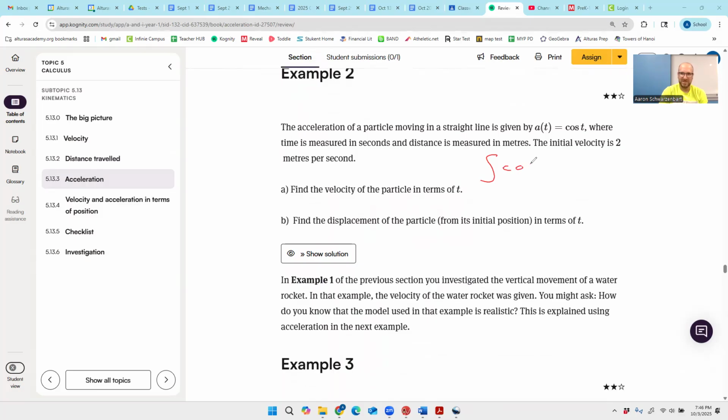The integral of cosine t dt equals sine t plus c. Now I'm told that v of 0 equals 2. That's the initial velocity. So sine of 0, which is 0, plus c equals 2. C equals 2. So my velocity function is v of t equals sine t plus 2.